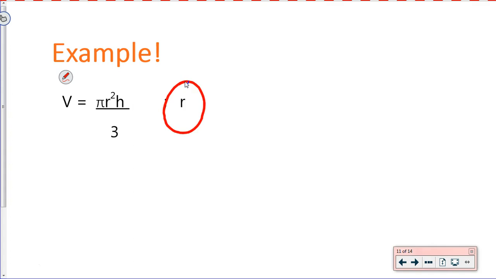At this point, we would look at the r and say the r is being multiplied by pi, it's being multiplied by h, it's being divided by 3. We want to do all these things the opposite. Now, how do we do this the opposite?